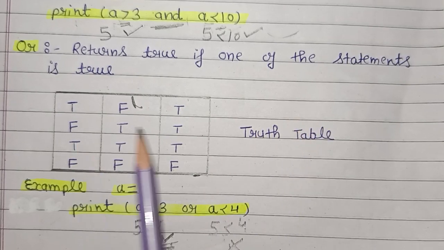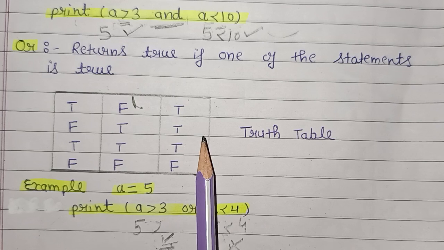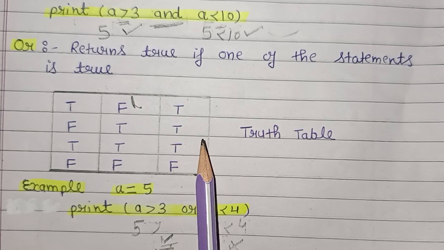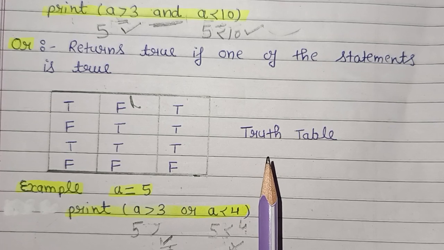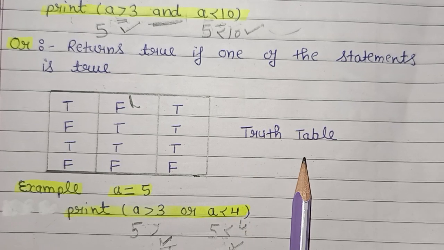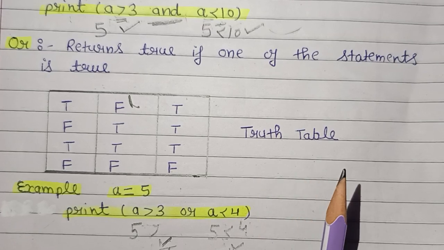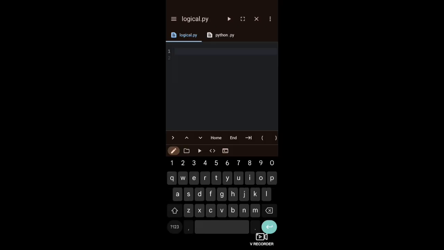Here is the truth table of the OR operator. Again, you don't need to remember it. Just simply remember, if one statement is true, the result is true. Otherwise, the result is false. Let's do the practical of the OR logical operator. See the second logical operator, that is OR.